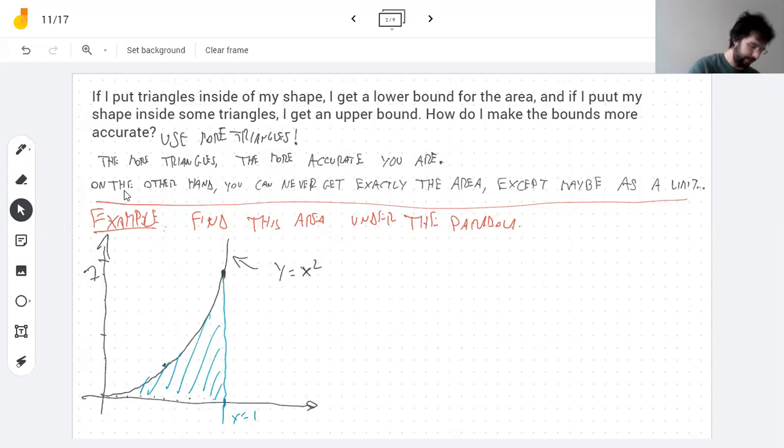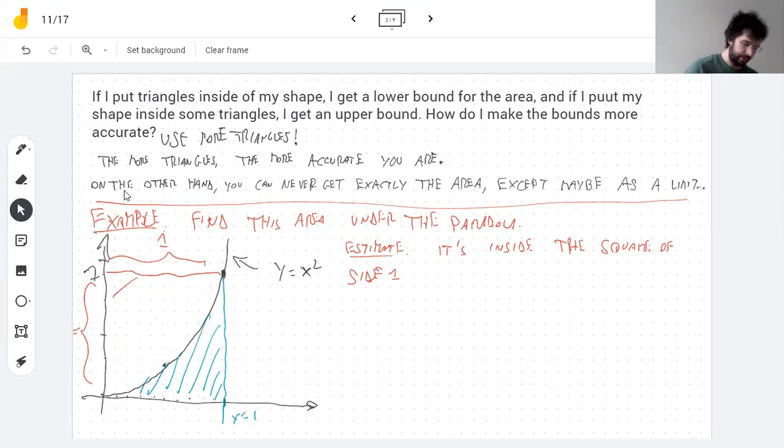So here's an estimate, which is better than no estimate. It's inside the square of side one. Right, all of the sides here are one, and this is inside this bigger square. So the area is between 0 and 1. And maybe that's good enough, although I could even say it's inside the triangle. I know it's less than 1/2.